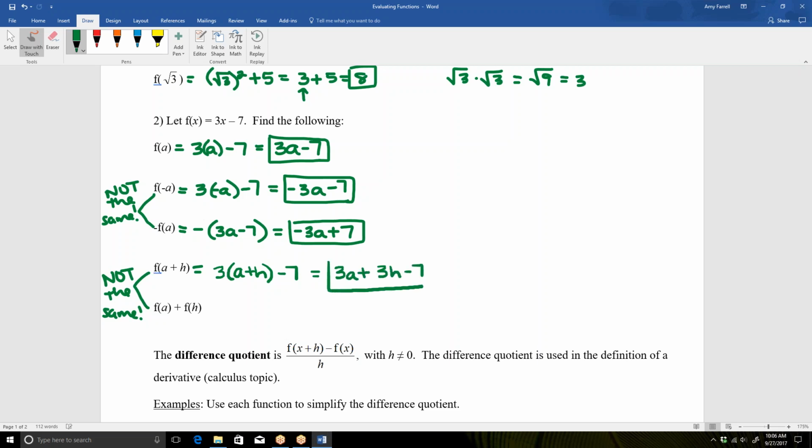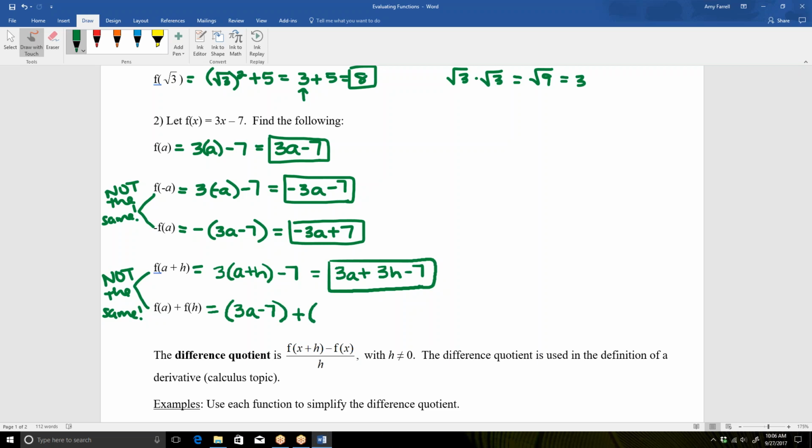And I get this. Kind of a weird answer, but that's my answer. Now this one wants us to find f of A and find f of H, and then add the two together. So f of A, we found it up here, and f of A is 3A minus 7.